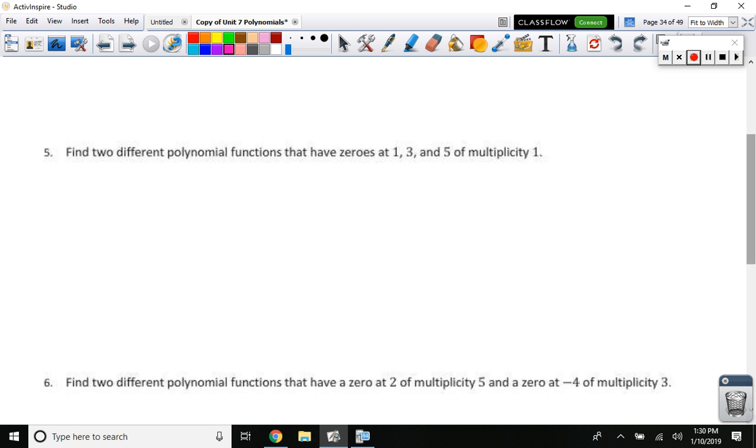Find two different polynomial functions with those zeros. They all have a multiplicity of 1. So, working backwards off your zeros, it's x minus 1 times x minus 3 times x minus 5. From there, what we've talked about in the past is you can have a parabola.